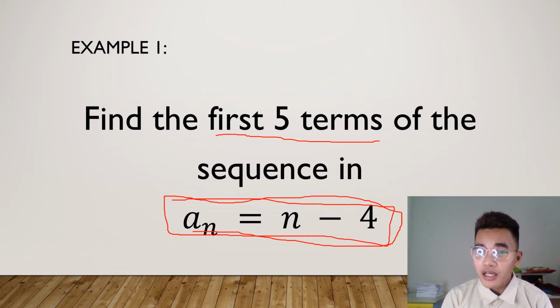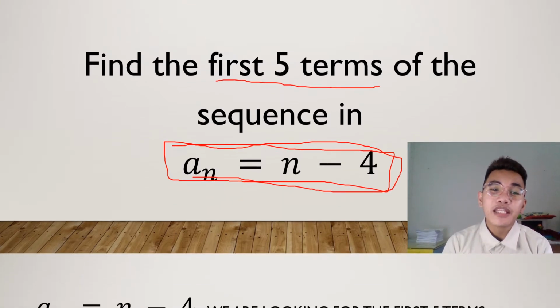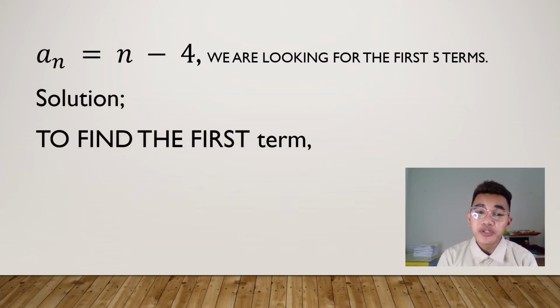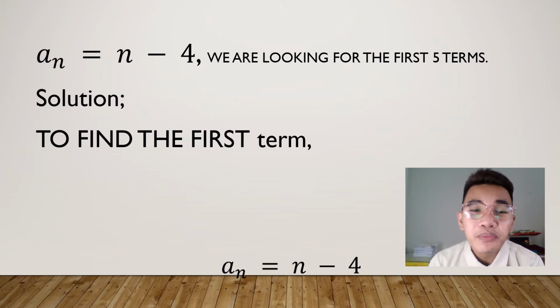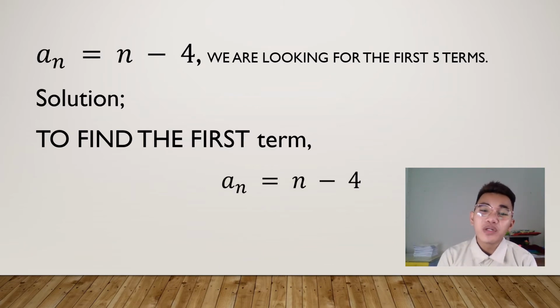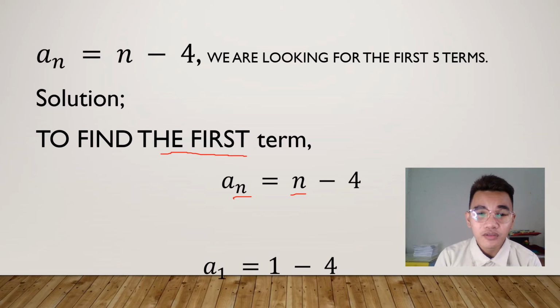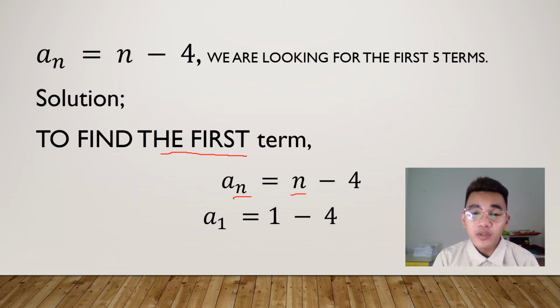So, the first thing you do is find the first term. To find the first term, just use the formula: a sub n is equal to n minus 4. Then you substitute, since we are going to find the first term, so we replace n with 1. Of course, a sub 1 is equal to 1 minus 4.